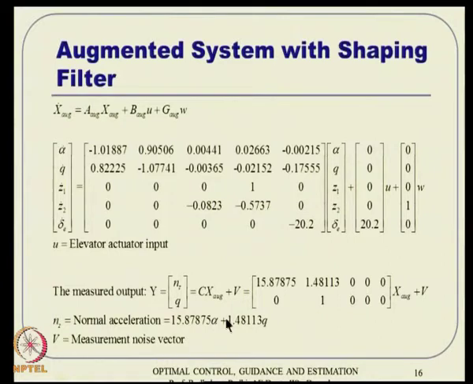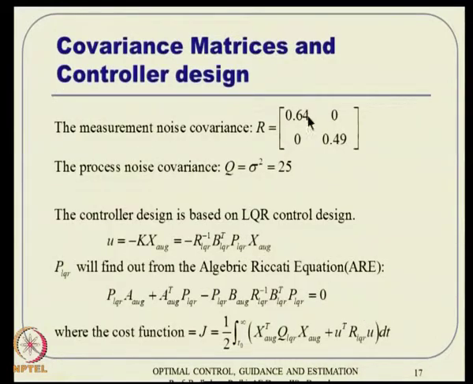Using these numbers now, I also strongly suggest that you repeat this exercise yourself. You do your own MATLAB coding or coding through Simulink or whatever it is, and you generate the results this way. This will give you a lot of confidence. So, nz is given like this. Then the measurement noise covariance is something like this, R is designed that way and Q is sigma square, like 25. Alright. So, the controller design is based on LQR control design obviously.